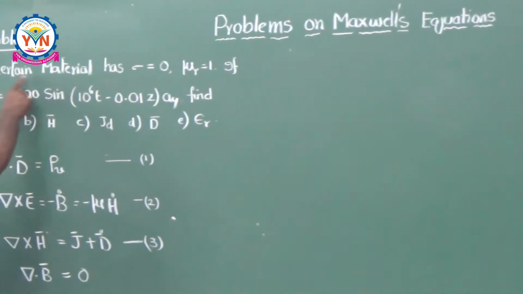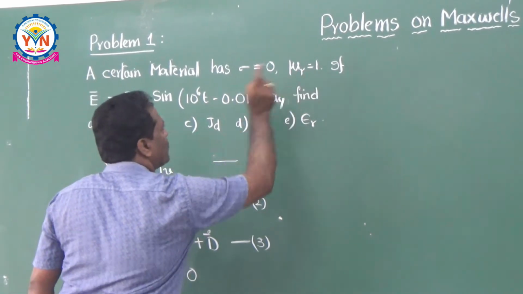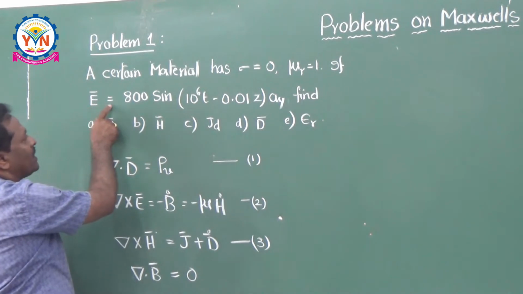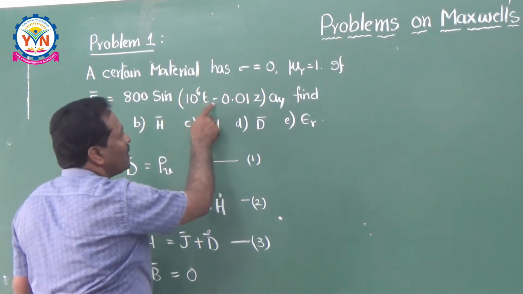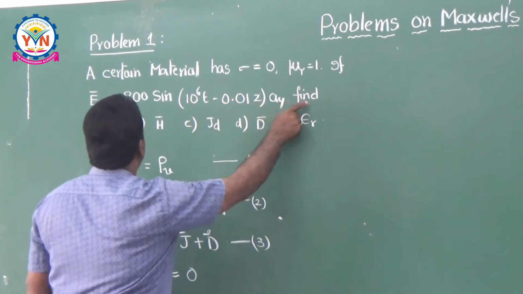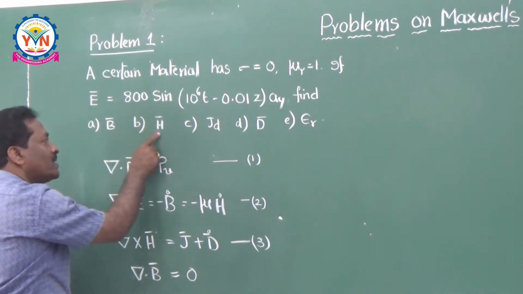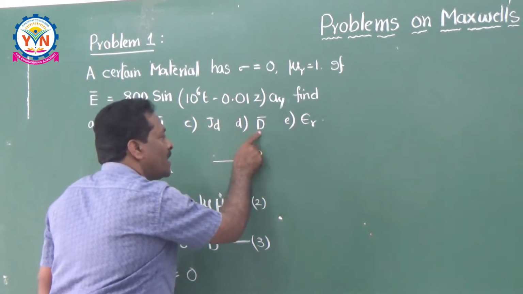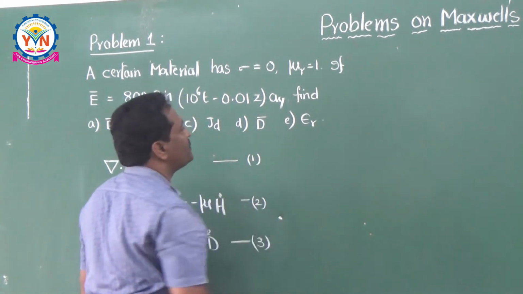a certain material has sigma is equal to 0, mu r is equal to 1. If electric field intensity E bar is equal to 800 sin(10^6 t minus 0.01 z) a_y, find magnetic flux density B bar, magnetic field intensity H bar, displacement current density and electric flux density D bar, relative permittivity.